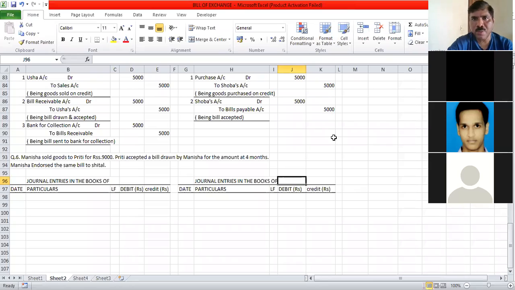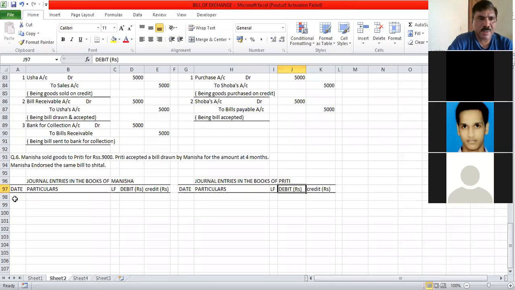Shobha. Chalo. Read. Manisha sold goods to Preeti for rupees 9,000. Preeti accepted a bill drawn by Manisha for the amount at 4 months. Manisha endorsed the same bill to Sheetal. Fine. Who is the seller here? Manisha. Seller is called the drawer, isn't it? Drawer. And who is the drawee? Preeti. Preeti is called the drawee, isn't it? Okay, fine.